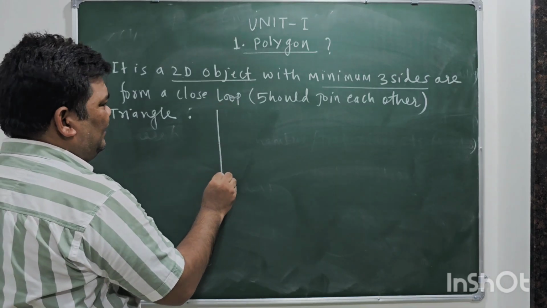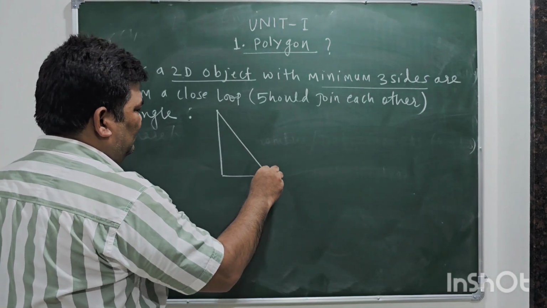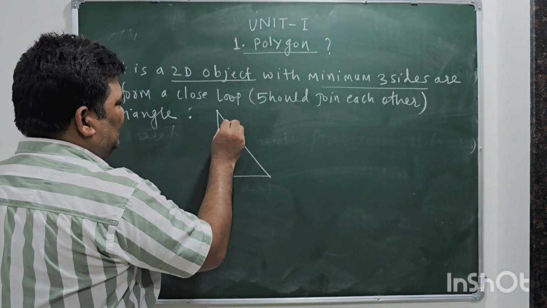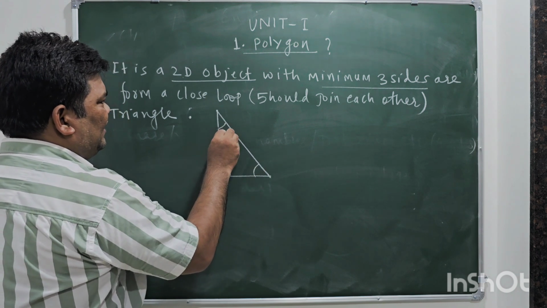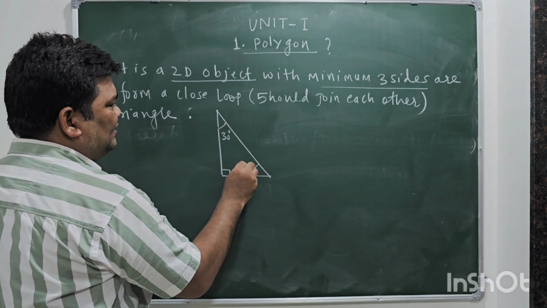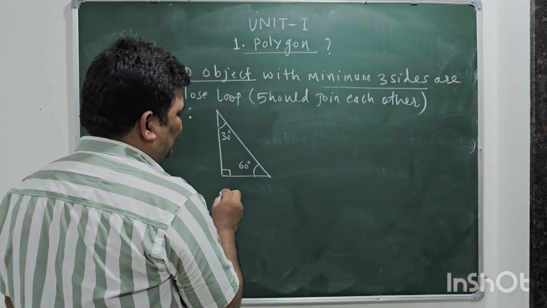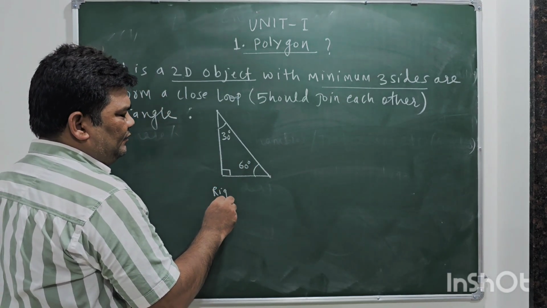That is right angle triangle. So 30, 60 and 90 degree. Okay. So this angle is 30 degree. Here it is the 60 degree and this is 90 degree. So this is called as the right angle triangle.